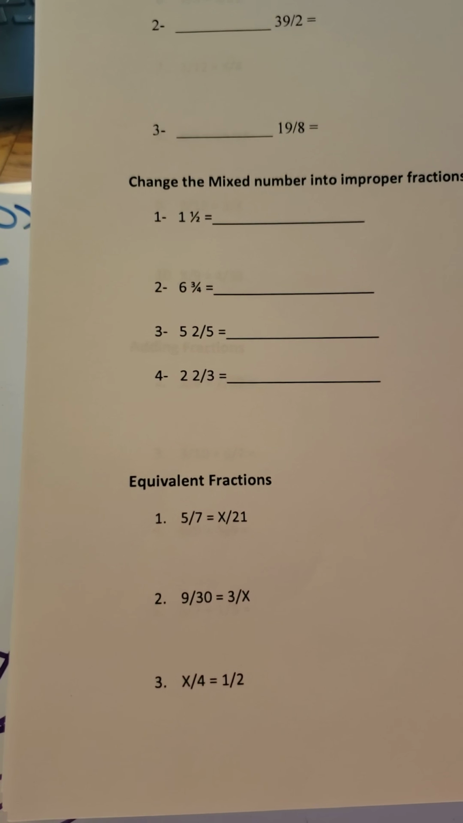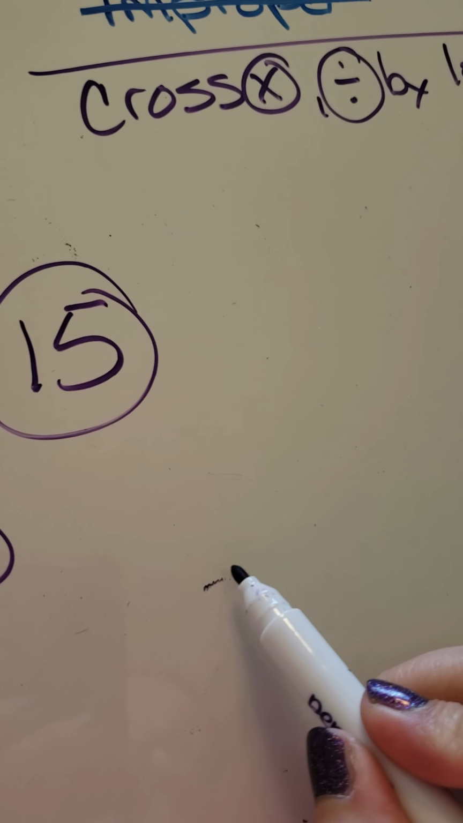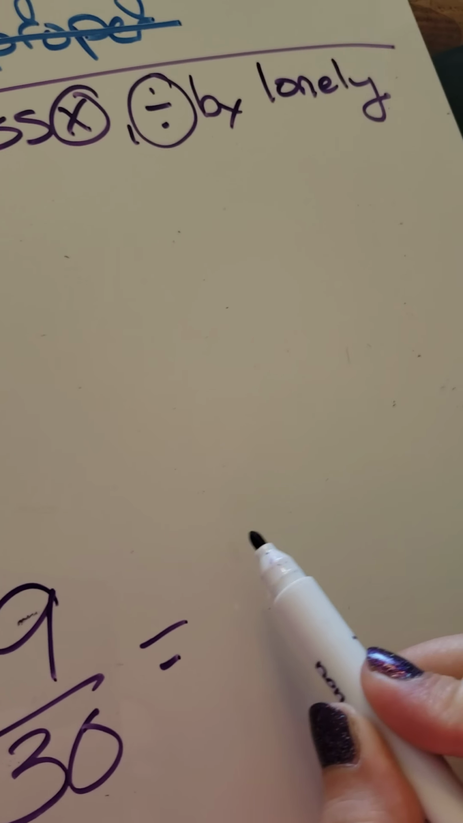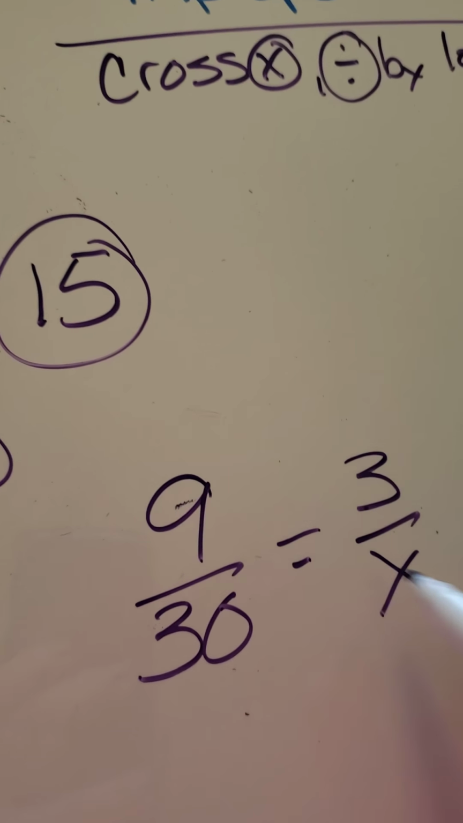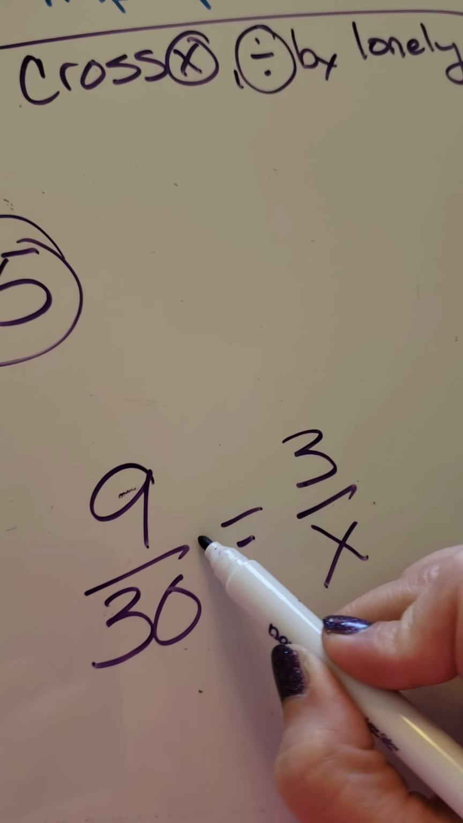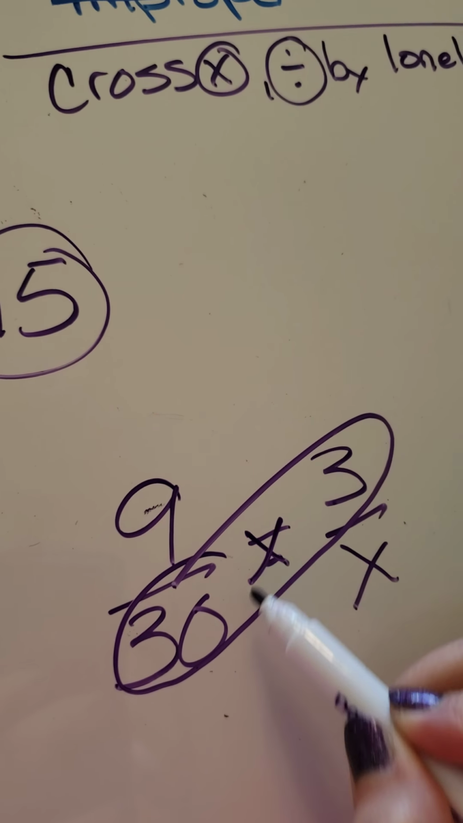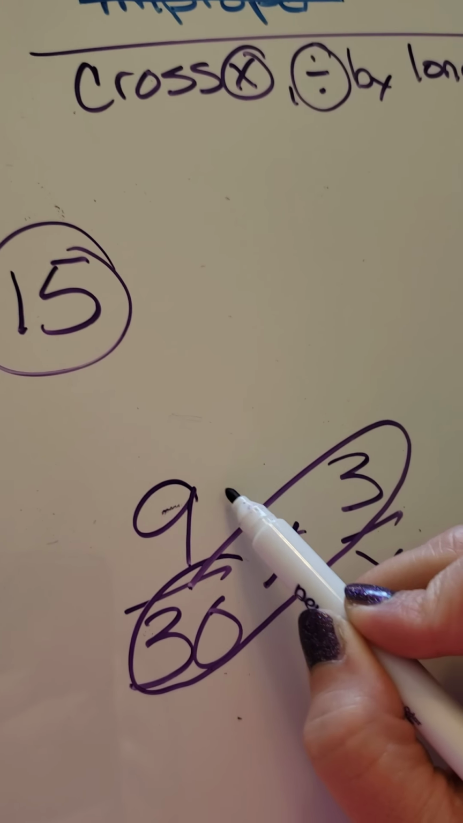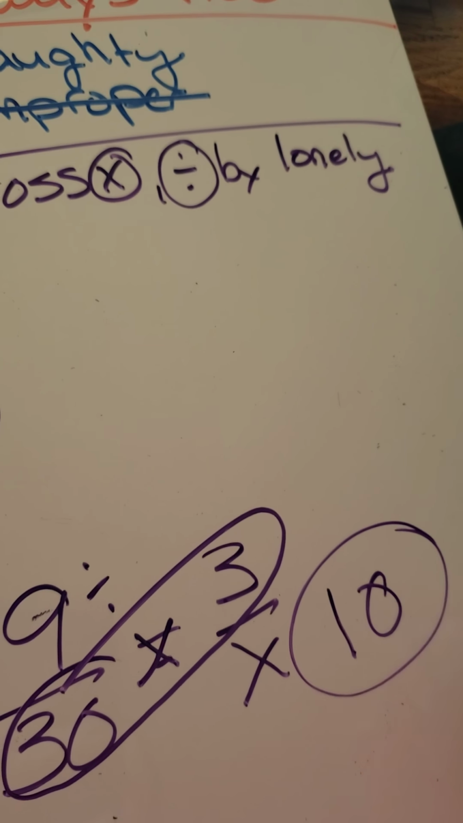Okay, number 2 is 9 over 30 equals 3 over x. Okay, x is not a number, so those are not my diagonal numbers. Diagonal numbers, cross multiply. 3 times 30 is 90. Divided by my lonely number gives me 10.